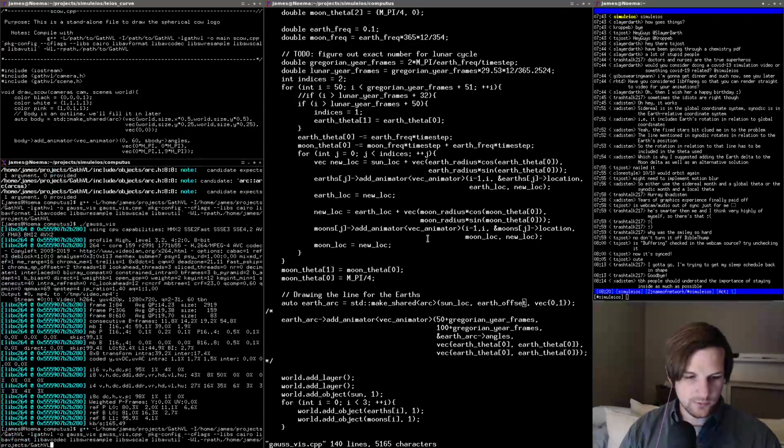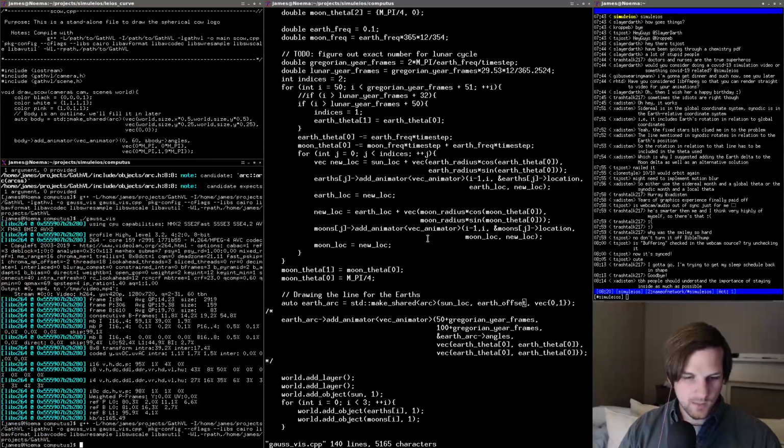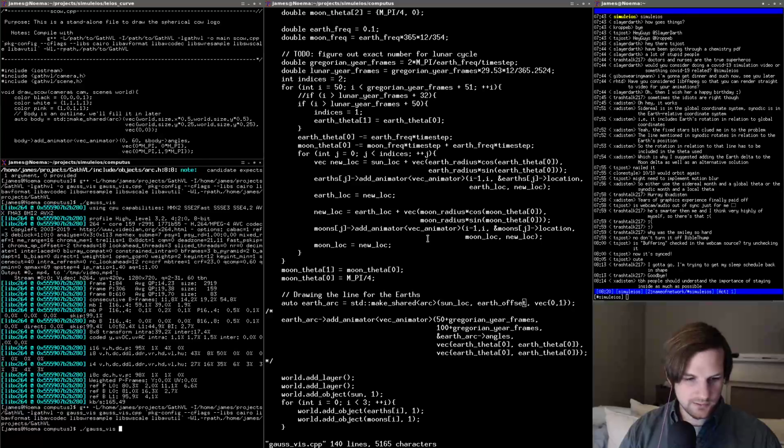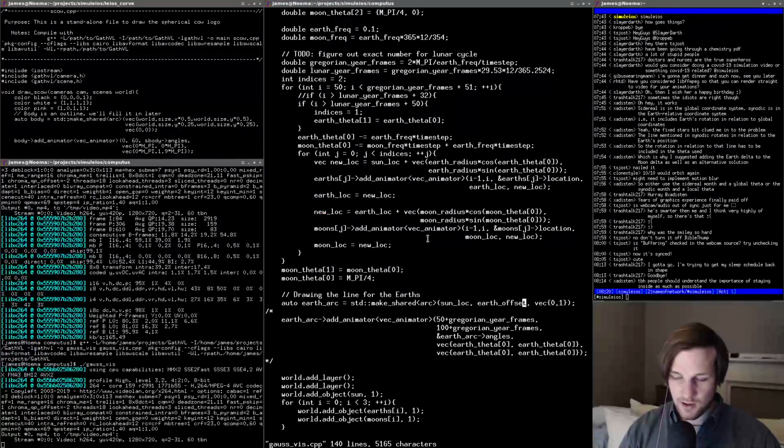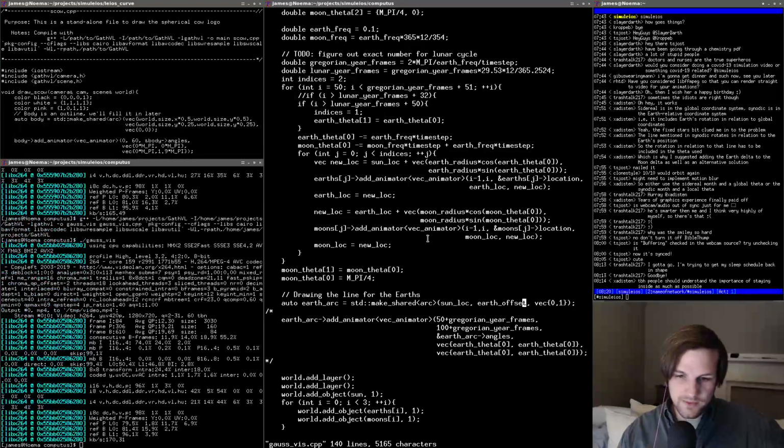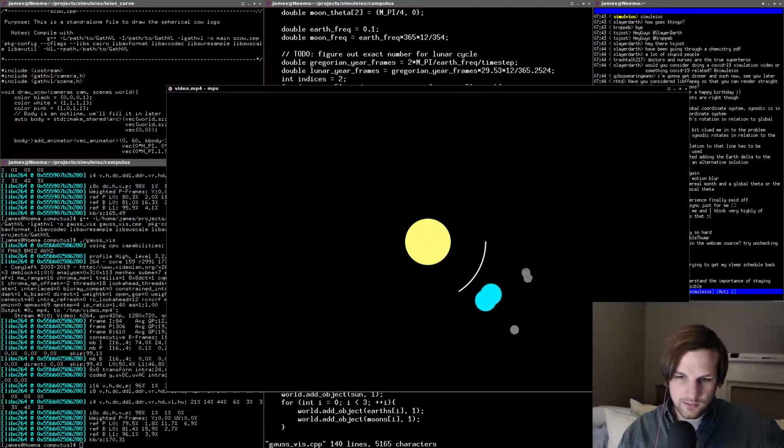We should be able to do G++. And this should also give us Gauss visualization. Hopefully, this gives us an arc at the appropriate location. And then we just have to make sure the thetas are correct. And it's not quite correct, is it? It's slightly off.